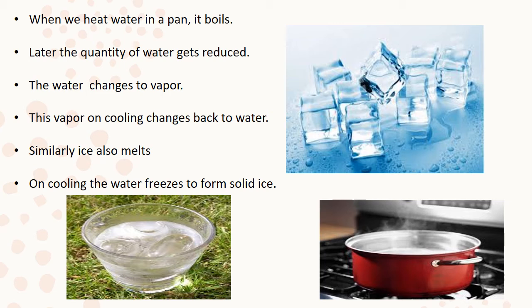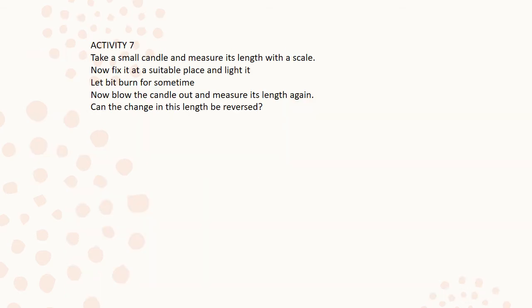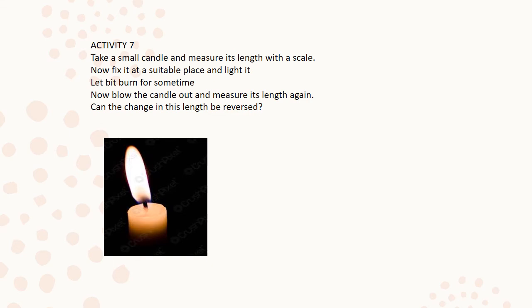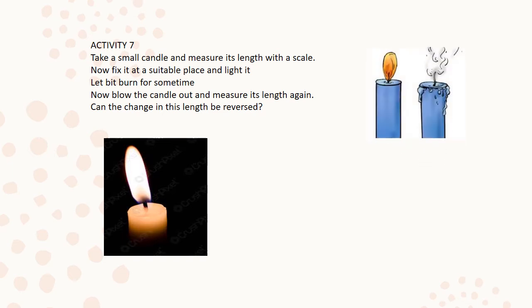Okay, so this is what we need to remember. Two important concepts, expansion and contraction. In activity 7, you have to take a small candle and measure its length with a scale. Now fix it at a suitable place and light the candle. Let it burn for some time. Now blow out the candle and measure the length of the candle again.